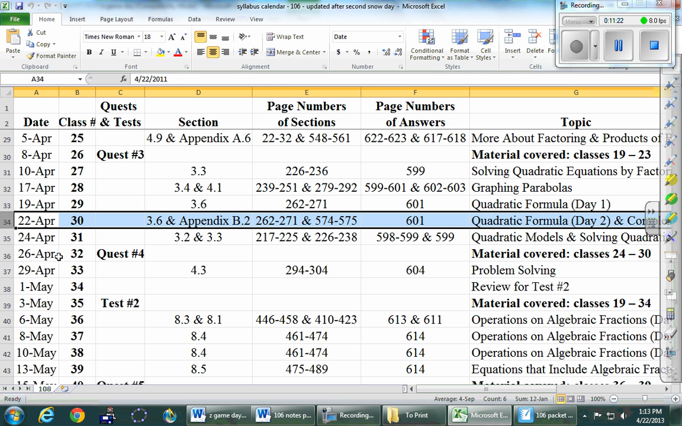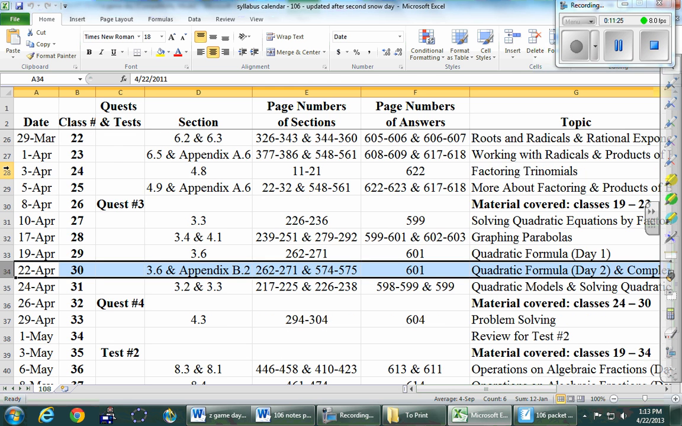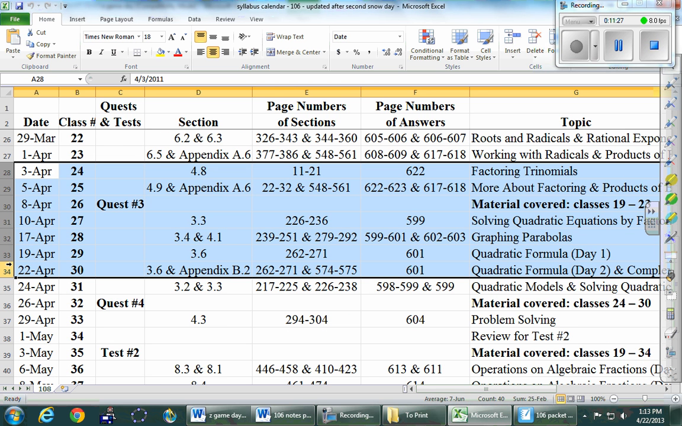The quest is on classes 24 to 30, which is from here down to here. The previous quest only went up to 23. So the topics are this: factoring, more factoring, solving quadratic equations by factoring. You get the hint, factoring is a big idea here. And then a little bit of graphing parabolas, and then the quadratic formula with this i stuff that we're about to do.